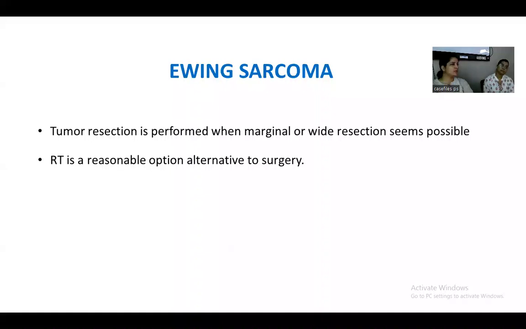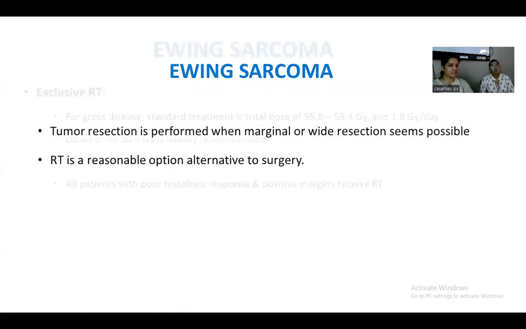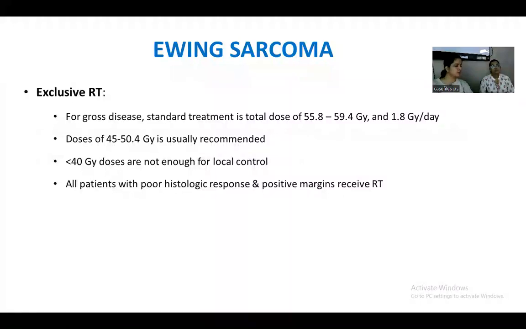In the Ewing sarcoma, the main management is the tumor resection when wide margin resection seems to be possible. RT is another reasonable option which is available as an alternative to the surgery. For the exclusive RT, for the gross disease, standard treatment includes dosing of 55.8 to 59.4 gray, and it can be given in fractions with 1.8 gray per day. Doses usually recommended are 45 to 50 gray. Doses less than 40 gray are not enough for local control. Almost all require dosing which is more than 40 gray.